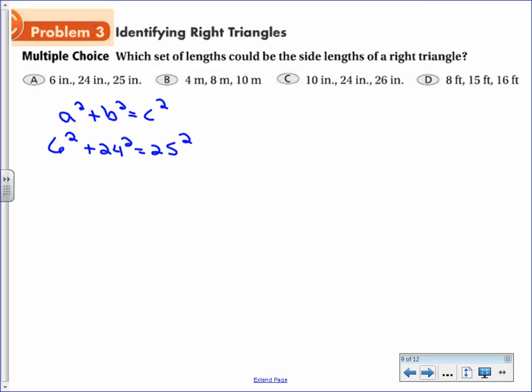So let's just do the first one here, 36 plus 576 equals 625. Let's add those two together. Notice that 612 does not equal 625, so put a line through there. So letter A is not a right triangle. Now you would do the same thing for B, C, and D, and then you would find the one that does work out and has the equal sign, where the left side equals the right side.